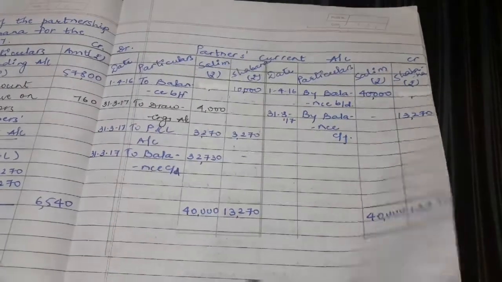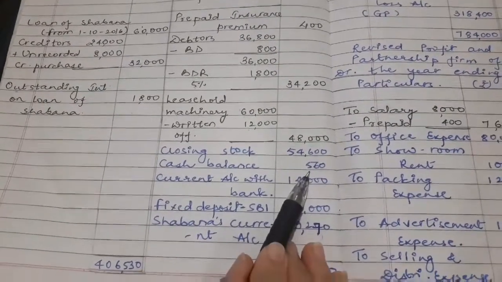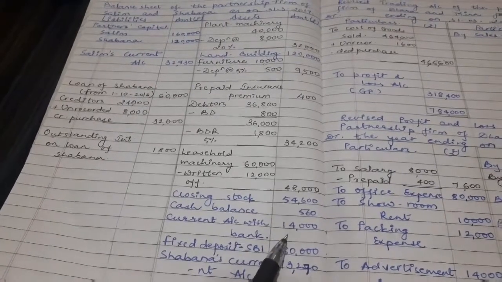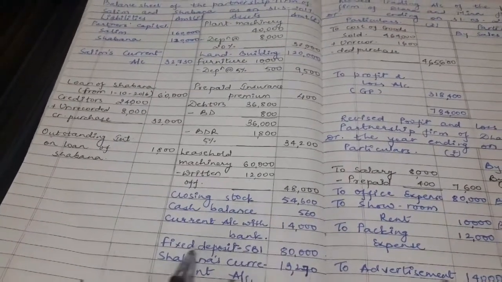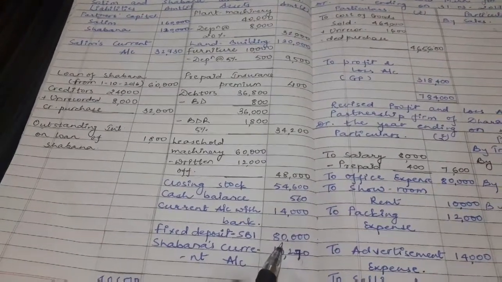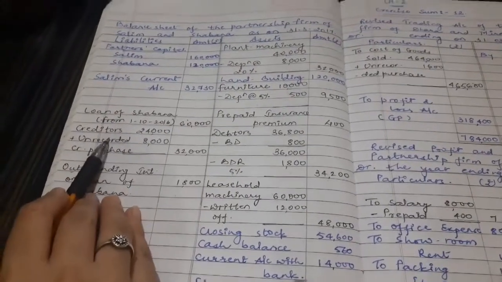After that, closing stock, it is recorded on the balance sheet asset side. Cash balance, balance sheet asset side recorded. Current account with the bank, it also has a debit balance, so it is recorded on the balance sheet asset side. Then fixed deposit of State Bank of India is also recorded on the balance sheet asset side. After that, debtors, the effect is already given. Creditors, that is also done.